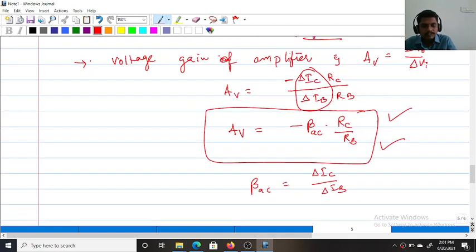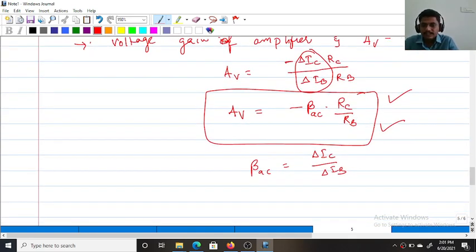So from this, we have completed the transistors topic.